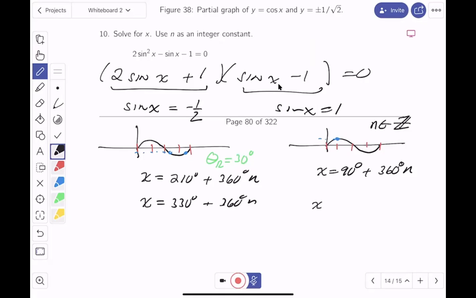and I'm going to do one thing at a time. And 90 degrees is pi over 2 plus 2 pi n. 210 degrees, well, that's going to be 30 degrees, right? It's 7 times 30 degrees, and that's going to be pi over 6. So 7 pi over 6 plus 2 pi n. And the next one is 330, and that's 11 times pi over 6, so 11 pi over 6.